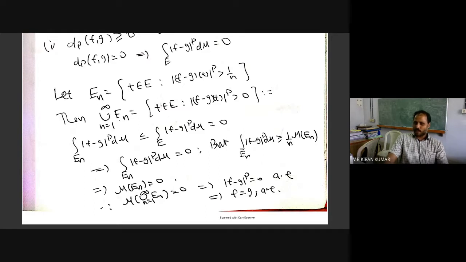But μ(En) equal to 0 will imply that μ of the union of En is also equal to 0. The union of En is the set of all t such that |f − g|(t)^p is greater than 0. So this set has measure 0. What do you mean by that? That means |f − g|^p equals 0 almost everywhere, because it is non-zero only on a set of measure 0. Except in this set, this is 0. That means f equals g almost everywhere.